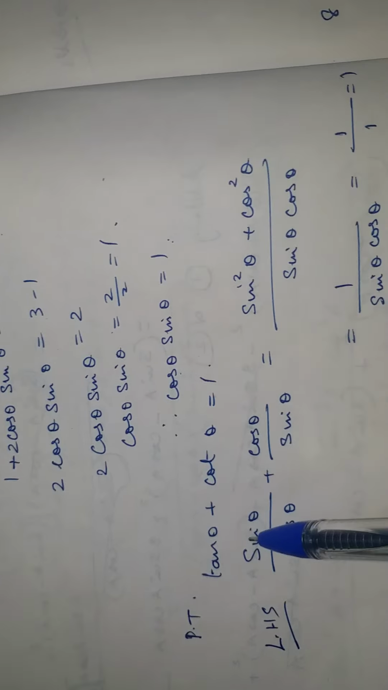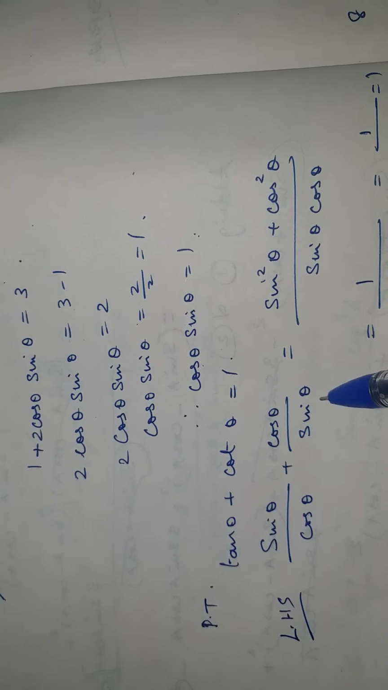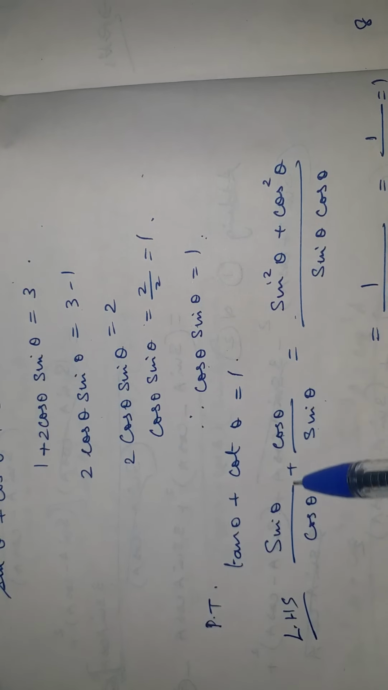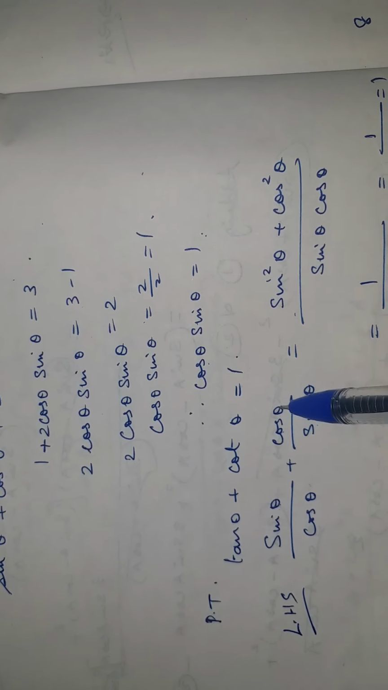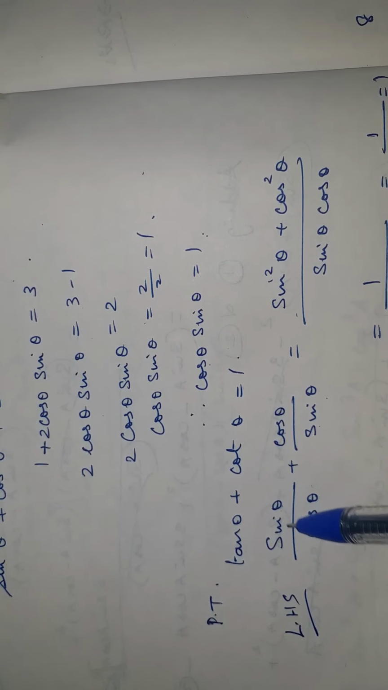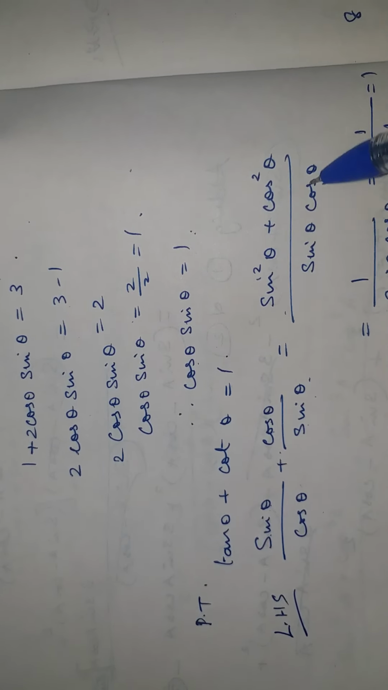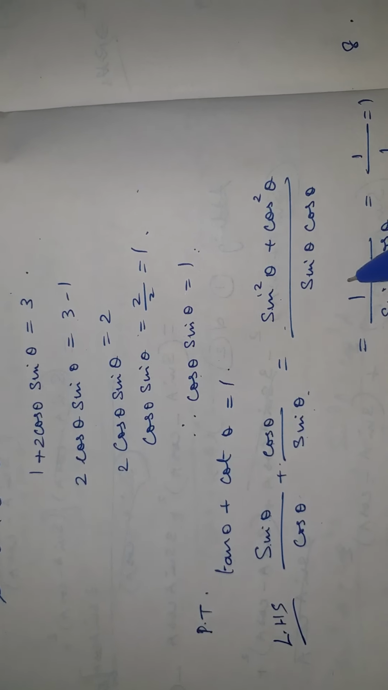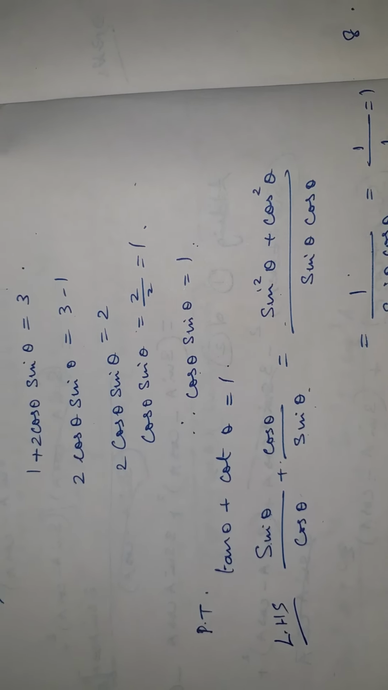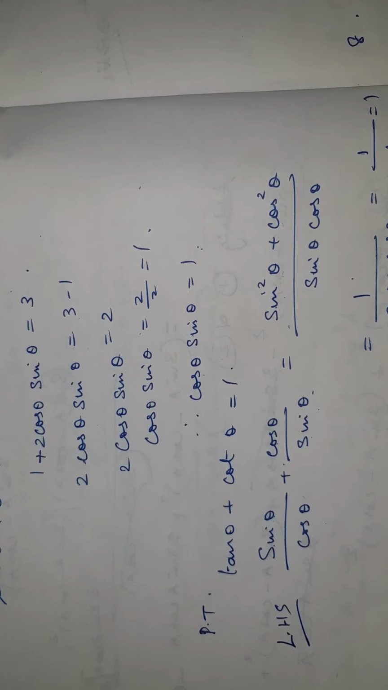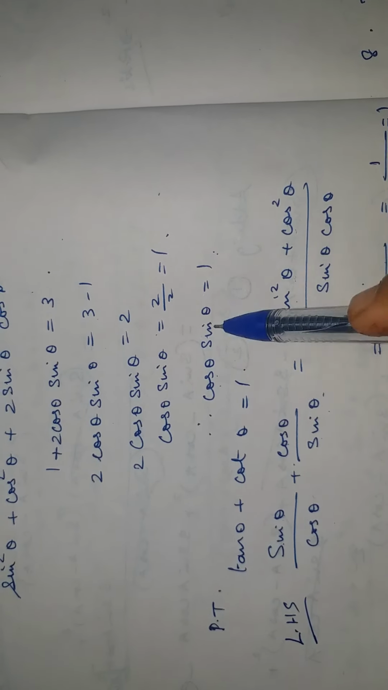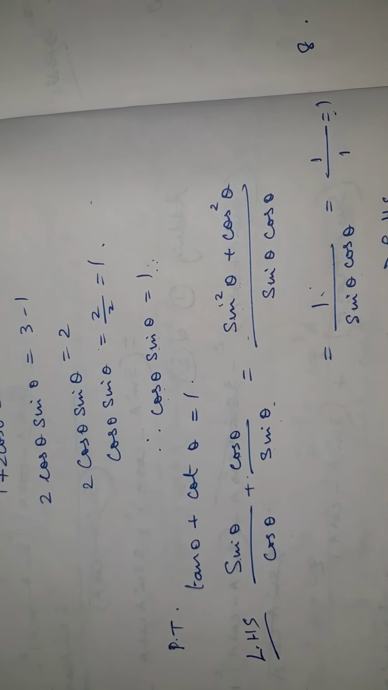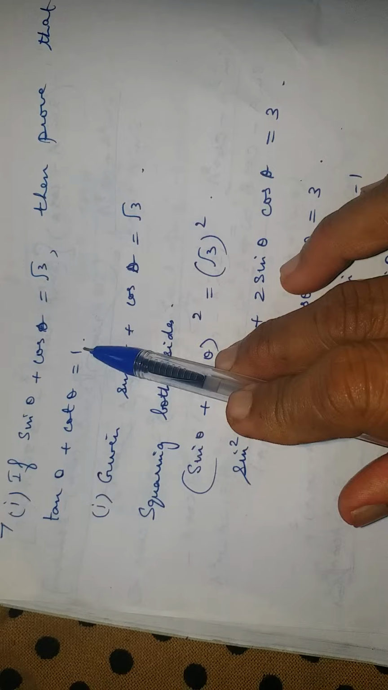Tan theta can be written as sin by cos, and cot theta can be written as cos by sin. Taking the LCM, you will get sin square theta plus cos square theta divided by sin theta cos theta. So sin square theta plus cos square theta will give you 1, divided by sin theta cos theta. And you know that sin theta cos theta is equal to 1, you have shown that. So 1 divided by 1 is equal to 1. So your answer is your right hand side, that is equal to 1.